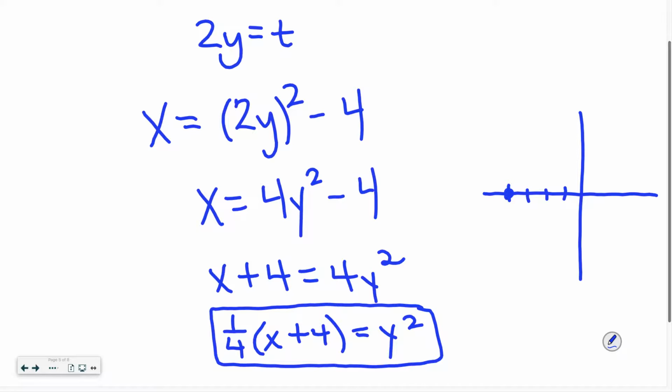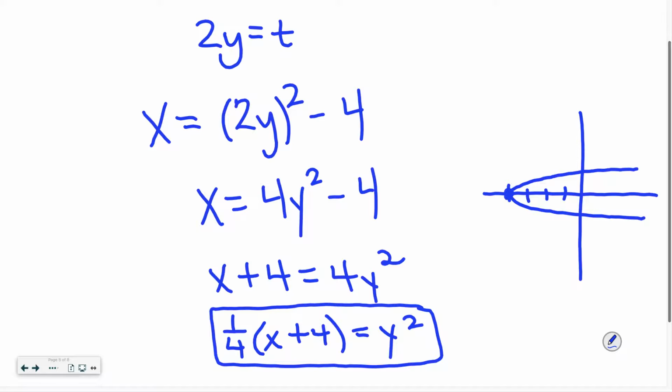So we know that the vertex is -4, 0. And we know that it is a parabola that looks like this, right? Well, the difference here is we actually have to indicate the orientation. How are you going to figure out where the arrows go?